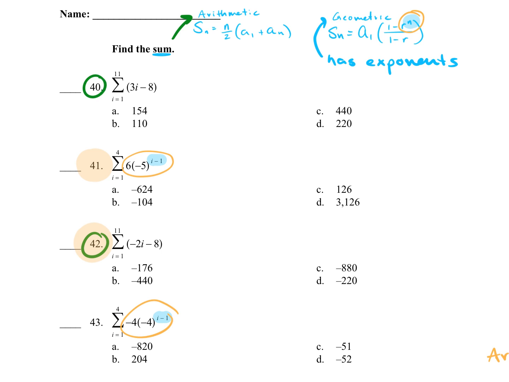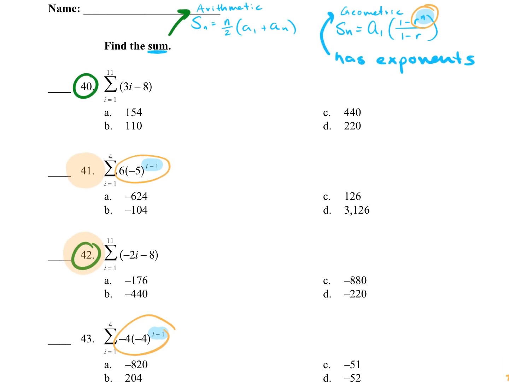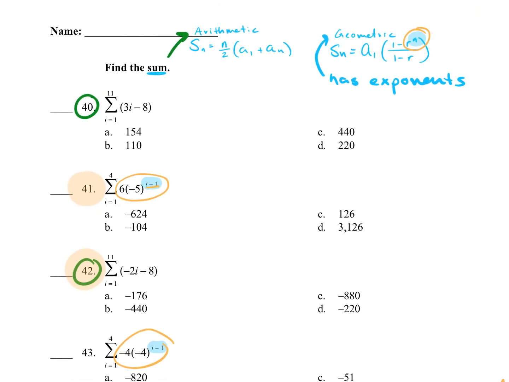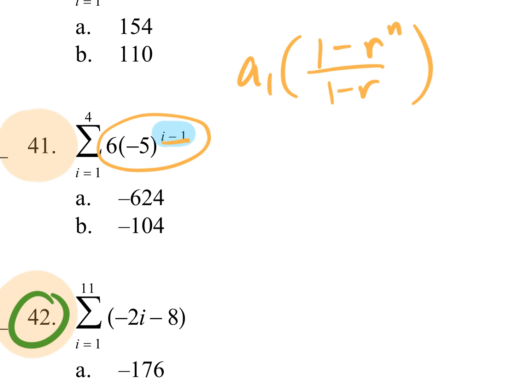Next, we have our sequences and series. So 41, it has an exponent, so we're going to use the formula that has the exponent, the n and the exponent. So that is a sub 1 times 1 minus r to the power of n over 1 minus r. So a sub 1 is our first term. We take 1 and plug it in and see what we get. So this would be 6 times negative 5 to the power of 0. What's negative 5 to the power of 0? 1. So 6 times 1 would just be 6.